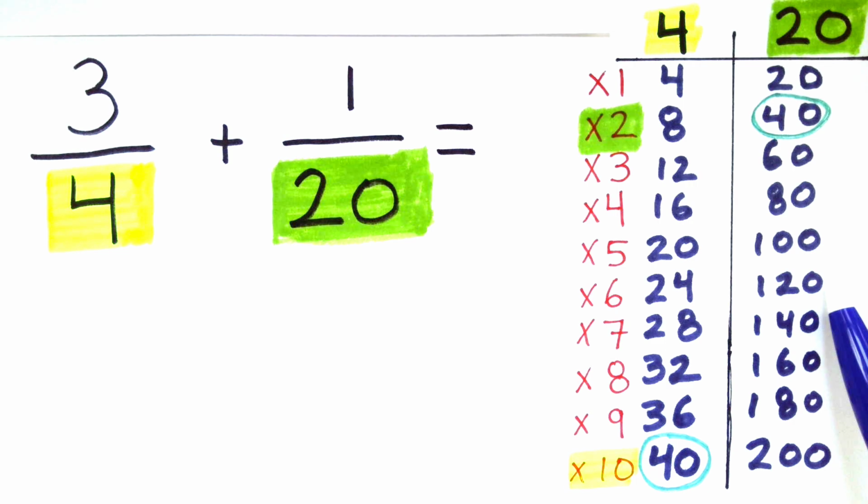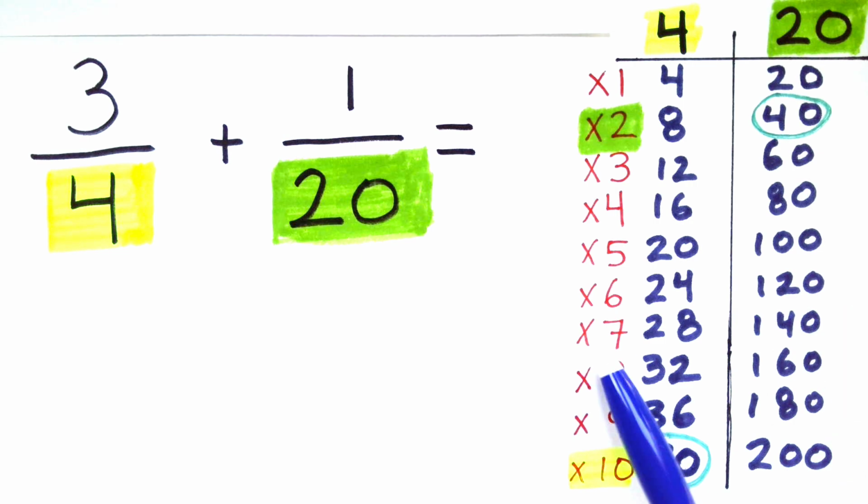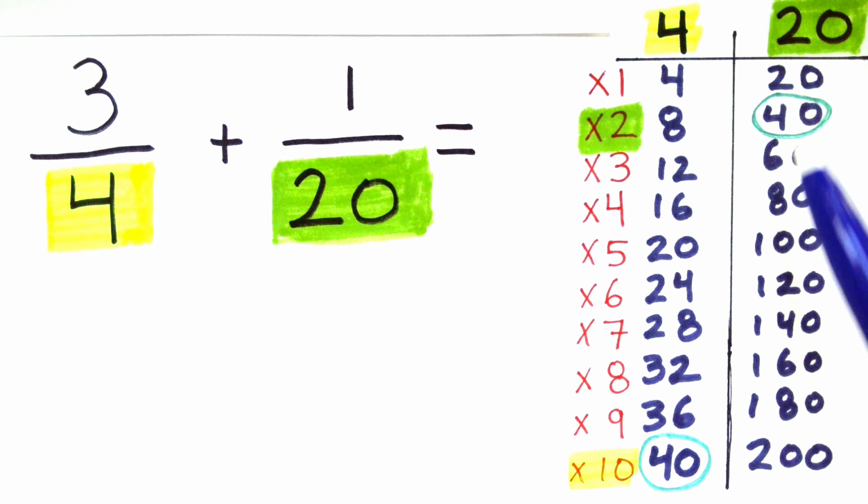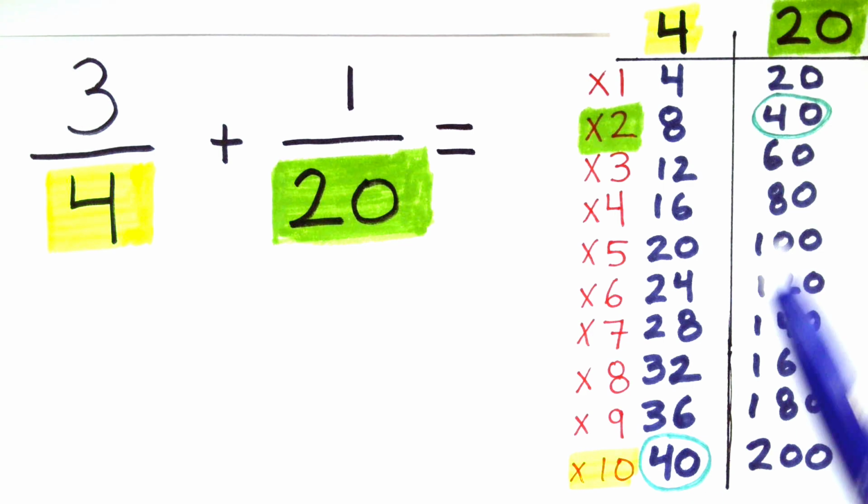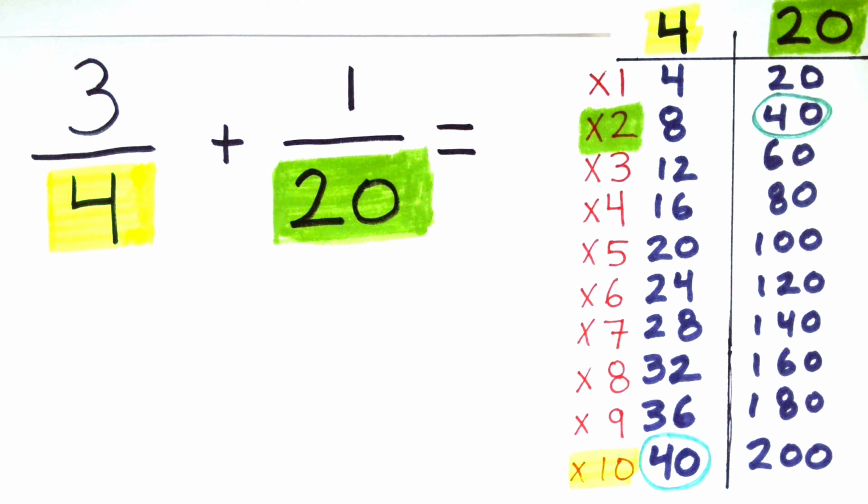20 times 6 is 120. 20 times 7 is 140. 20 times 8 is 160. 20 times 9 is 180. Add 20 to 180, you get 200. That's 20 times 10. So you can see both values, both 4 and 20, share a product of 40. So our common denominator is going to be 40. What did you do after that?